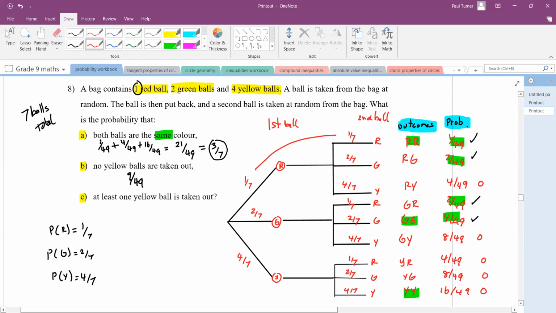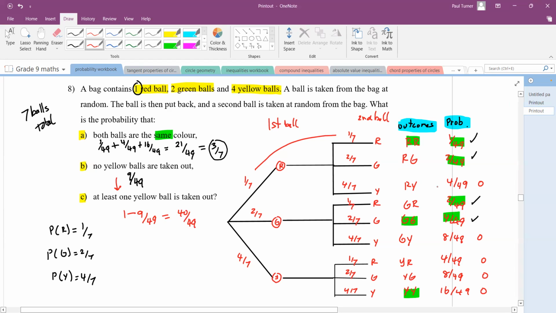So actually, it's going to be the opposite of this one, isn't it? You see, this is no yellow balls are taken, and this is at least one yellow ball. So if you want to save yourself some time, we can go 1 minus 9 on 49 from this question here. And you should get, what's that? 1 minus 9 on 49. So you will just check if it can be simplified. So that's 40 on 49.